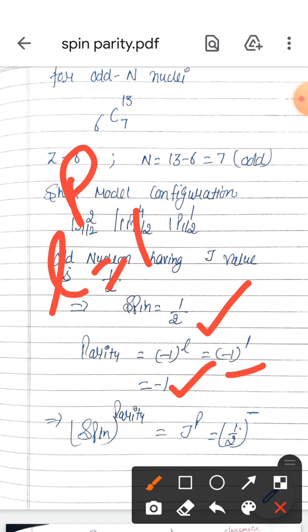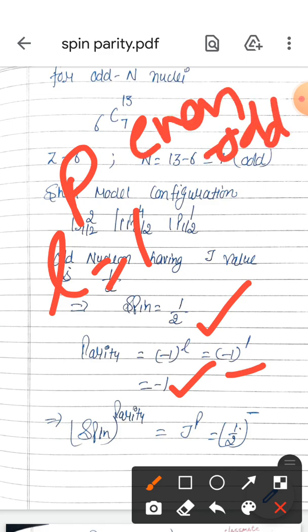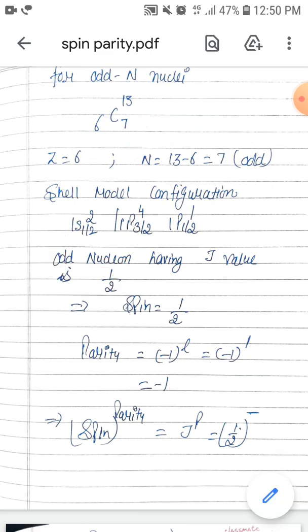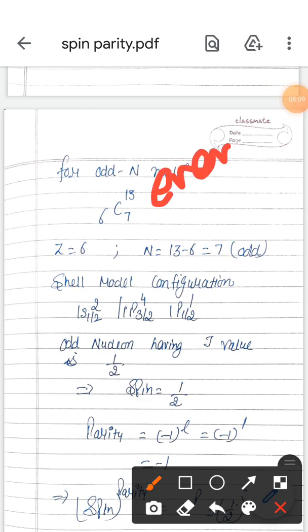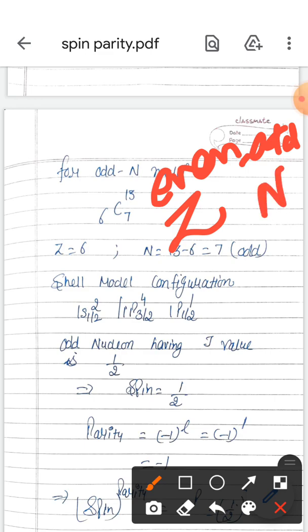But both the examples are different. In the nitrogen case we calculated the spin and parity for odd-even nuclei, but in this case it is an even-odd nucleus. So spin and parity will be 1/2 negative, because half is the spin and minus 1 is the parity. This is the case for even-odd nuclei, because Z, the number of protons, is even, and N, the number of neutrons, is odd. So this is the even-odd nucleus.